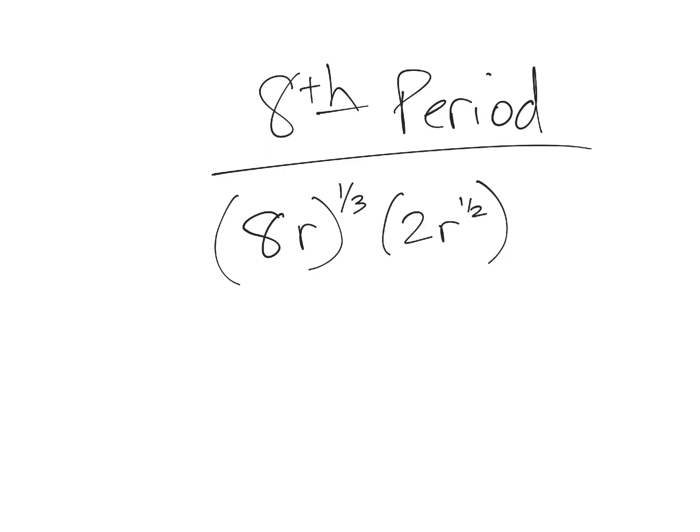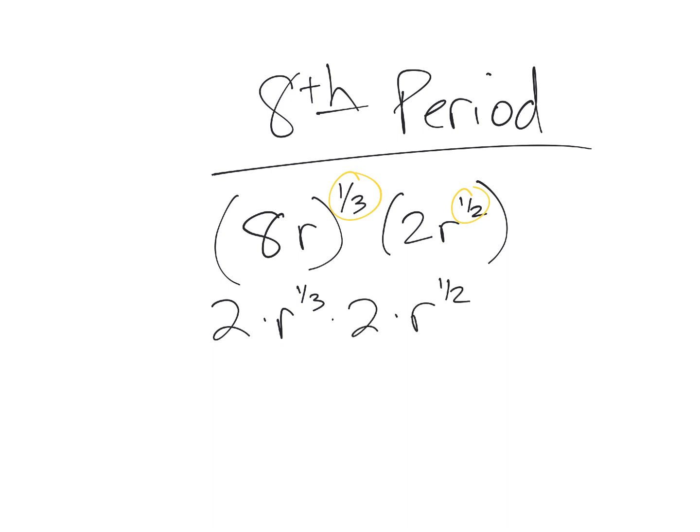Okay, notice that you have the 1/3 on the outside and the 1/2 on the inside here. That's what's important. The 1/3 is on the 8 and the r. So really what that means is cubed root. The cubed root of 8 is 2. And I don't know the cubed root of r, so I'm going to leave it as r to the 1/3. Times the 2 times the r to the 1/2.